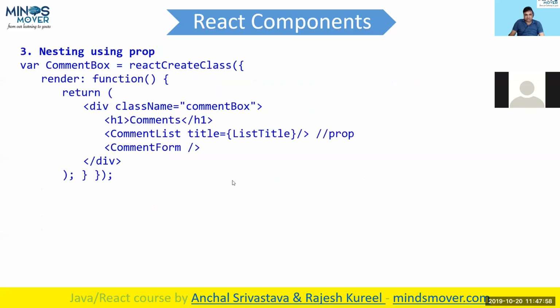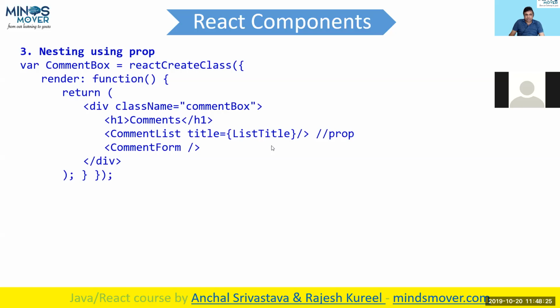The third one is nesting using props. In this case you pass a property, and that property is an existing component. For example, list title is an existing component, and we are passing it as a property to title. In the title property we are passing list title, and then comment list can use this property to render itself.